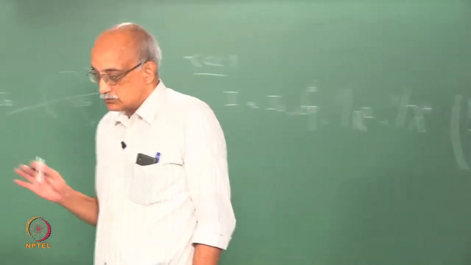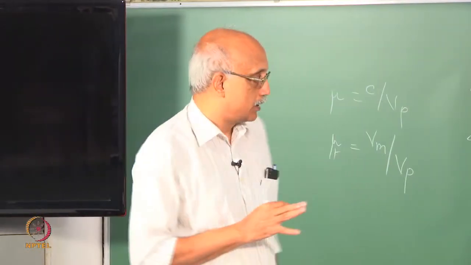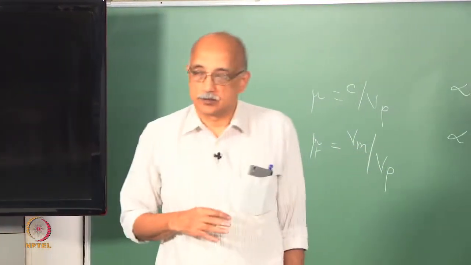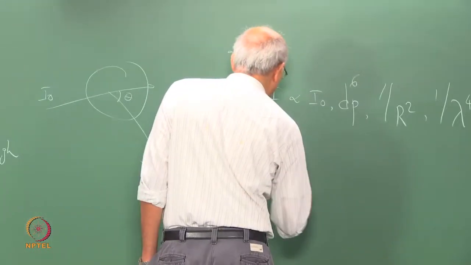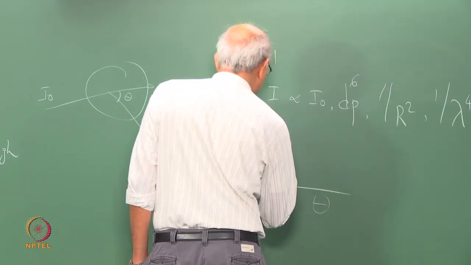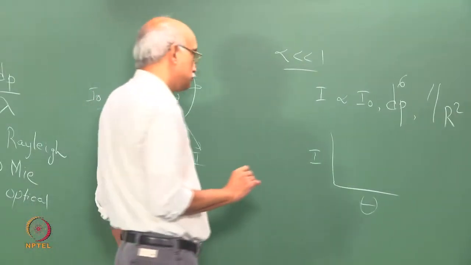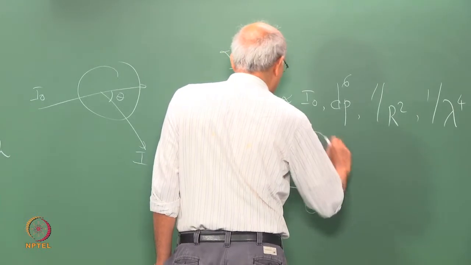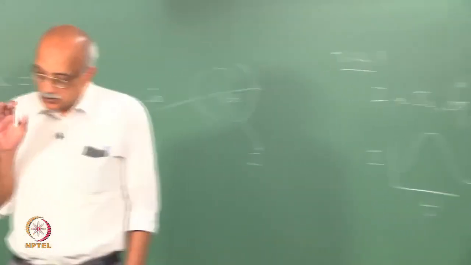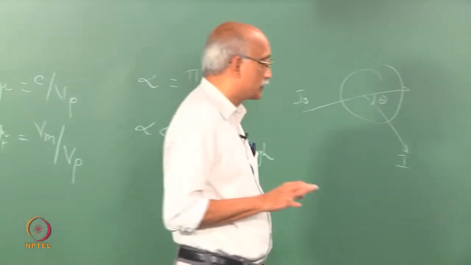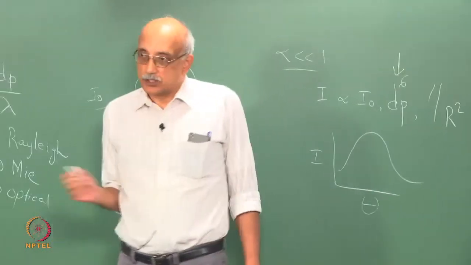So, these are the functional dependencies of the scattered light on the various parameters that are involved. You can imagine that you can, for example, measure I as a function of theta, and it will have a certain relationship. Now, by measuring the intensity of the scattered light, what you are really trying to do is obviously calculate the particle size, right. Can you do that?